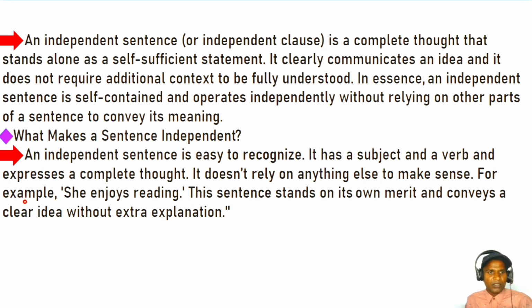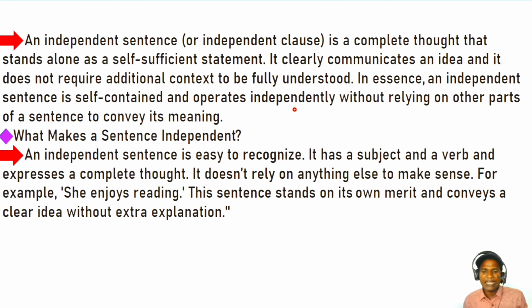For example, she enjoys reading. This sentence stands on its own merit and conveys a clear idea without extra explanation. Once again, what is an independent sentence? A sentence which introduces the topic and does not depend on any other sentence for any kind of information. For example, if I say Taj Mahal is in India, it is a complete sentence.